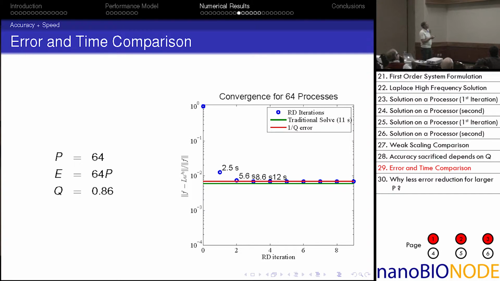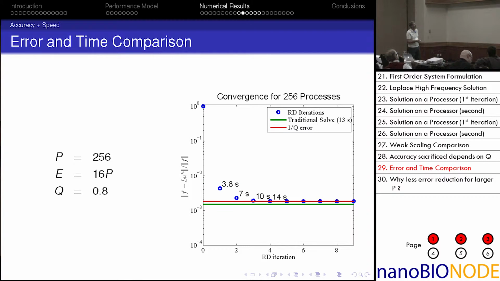So here's that 64 processors. The Q is 0.86. This is the error coming down here, the relative error reduction. If I do a traditional method, it's going to get this green line. Here's 1 RD step, 2 RD steps, and so forth. Traditional took 11 seconds. 1 RD step took 2.5. It's got less accuracy, but a lot less time. Okay, so you're sacrificing accuracy per time. Then you go to more processors. These lines move, but I still get within discretization error on the first step. And that was what puzzled us until we proved why that is true for elliptic problems.